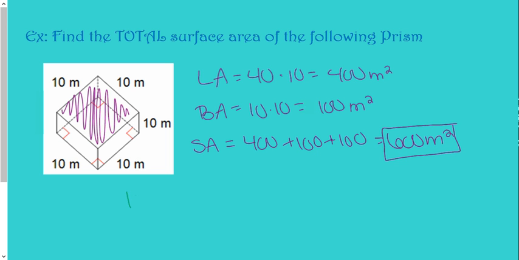So I could take just 100, which is the area of one side, times the number of sides of my shape, which is 6, which I can do only in a cube. And that is equal to 600 meters squared. So for a cube, it's actually a whole lot easier to find the area of one side and just times it by however many sides you have.